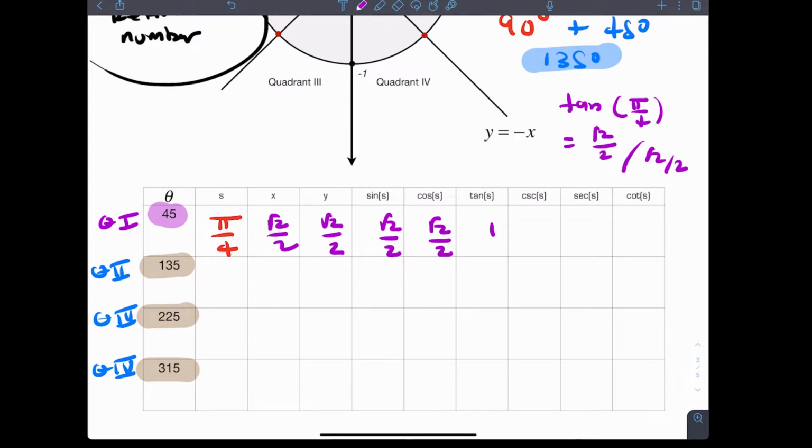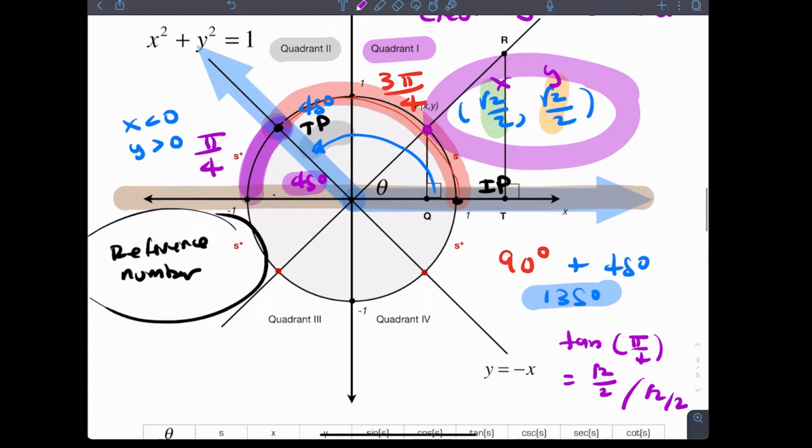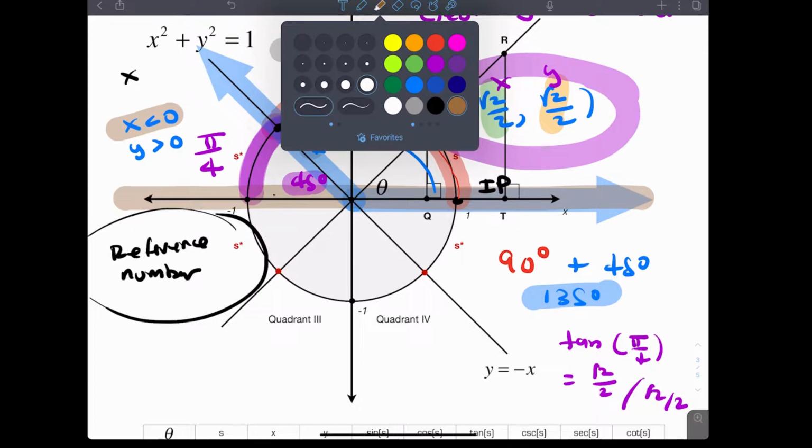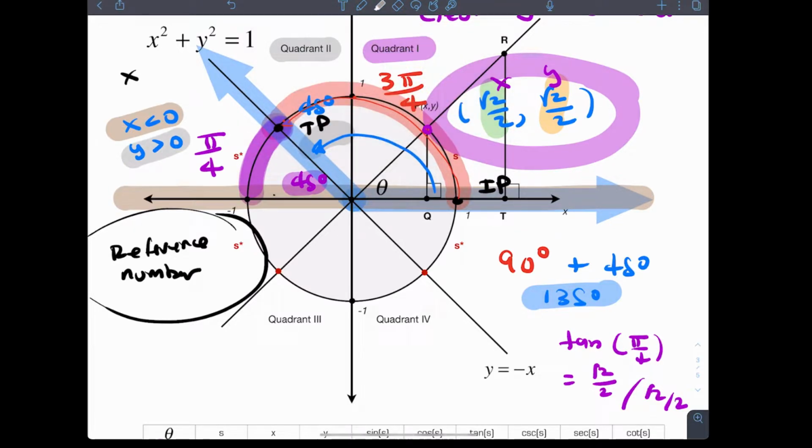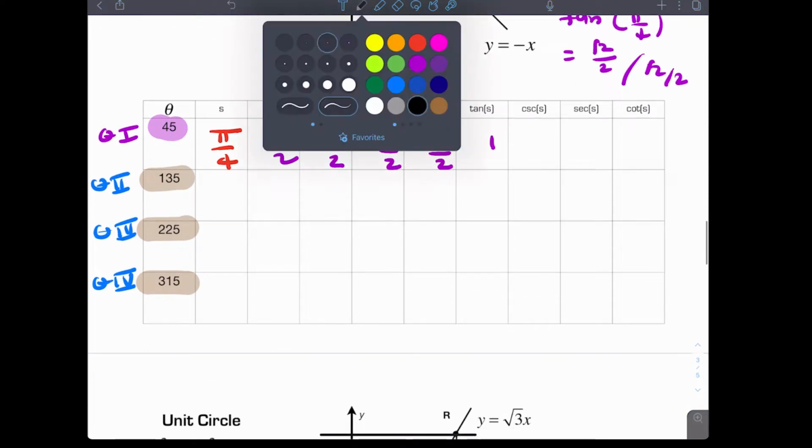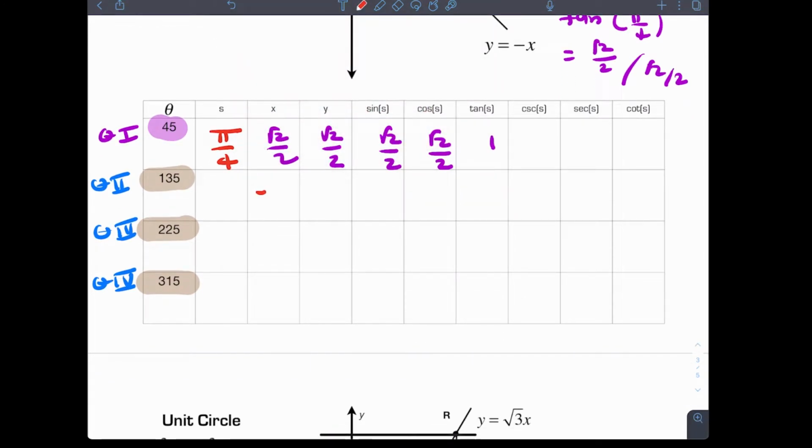But what does this have to do with the 135? Very easily. What's that terminal point again? X is what? X is negative. Y is what? Positive. We know that location. Negative square root of 2 over 2, positive square root of 2 over 2. You can use that. Or X is what? Negative square root of 2 over 2.